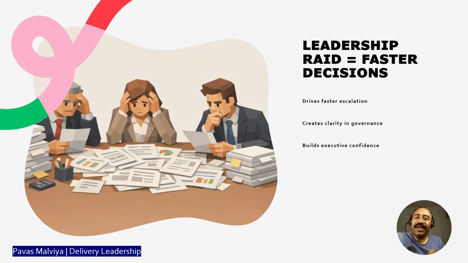So keep only items which are important for the leaders, which will help them make faster decisions, drive faster escalations, create clarity in governance and build executive confidence. You could have 30 to 40 rows in your RAID log and 15-20 columns for your own purpose, but that does not need to come in front of executives in the steering committee meetings.